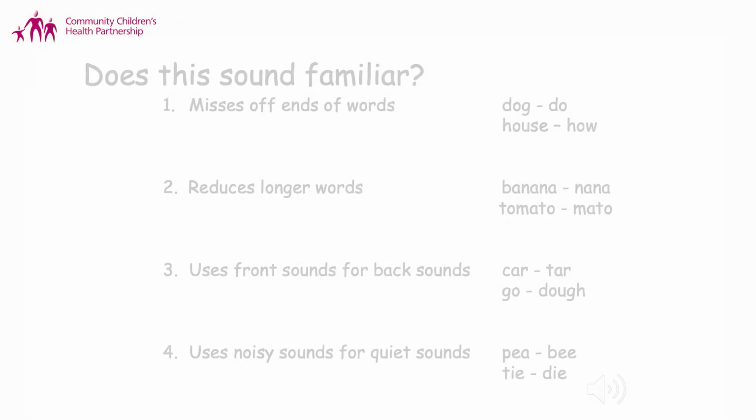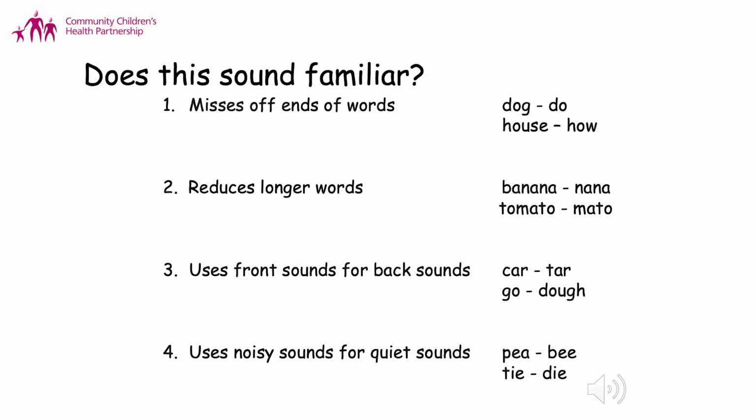Speech sound changes are very typical in preschool children. You might have noticed some of these things in your child's speech. Do any of these speech patterns sound familiar? So the first example is where a child might miss off the end of a word. So dog becomes do, house becomes how. This is also described as final consonant deletion.